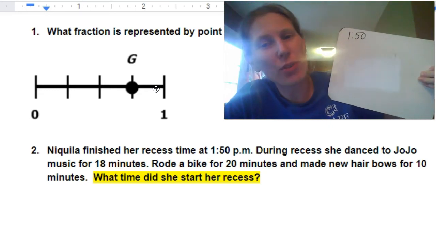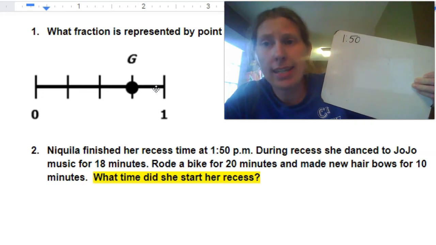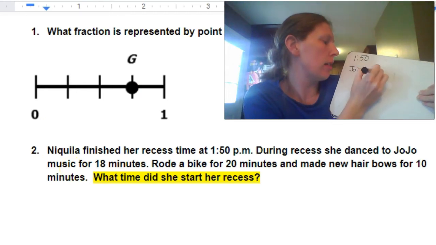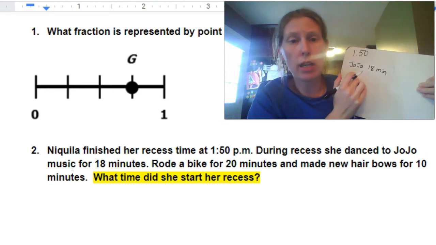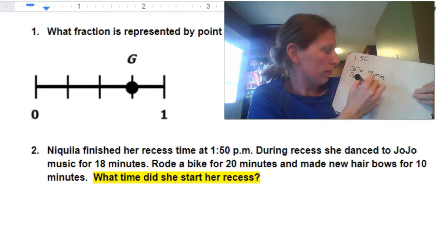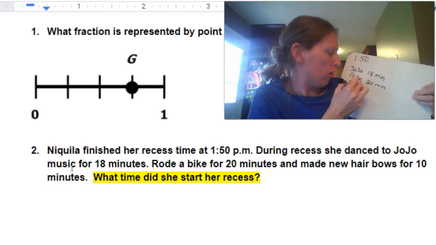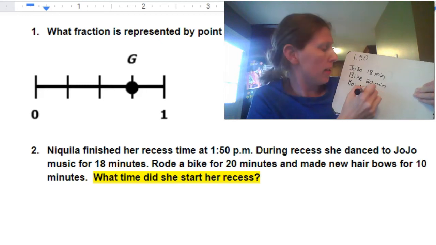She finishes at 1:50. So let's see what she was doing during recess. Well, she decided she wanted to dance to JoJo music for 18 minutes. So she was doing JoJo things for 18 minutes. Then she went and she rode her bike, and she did that for 20 minutes. And then she decided she needed some new hair bows. So she did that for 10 minutes.